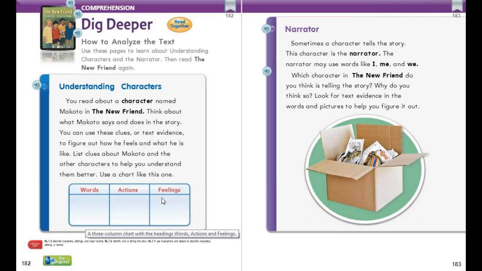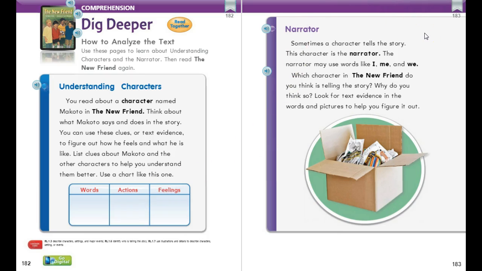Sometimes an author writes the story so that a character tells it. That character is the narrator. The narrator may use words like I, me, and we. To help you understand the story better, it's really helpful to know who the narrator is. So let's read about the narrator.